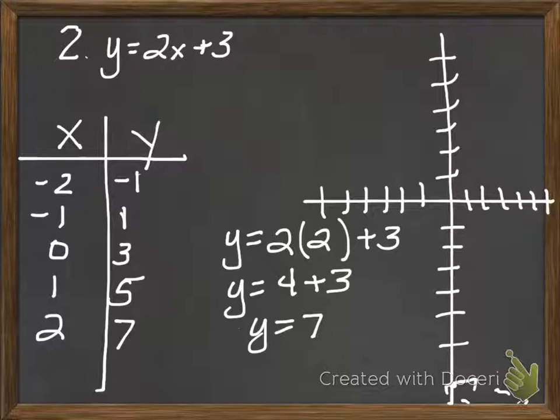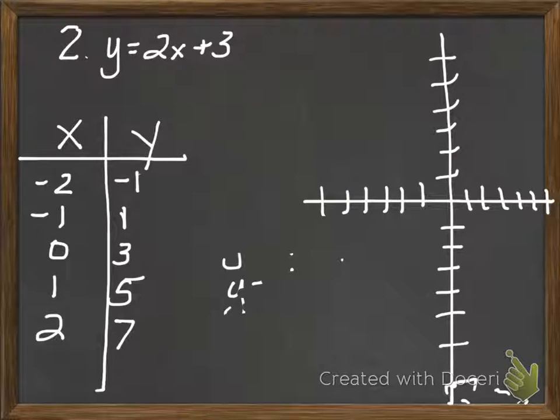All right, so now that I have all of my points, I can go ahead and graph it. I want to erase all this just to save room. On my graph, I have my x equal to -2 and my y equal to -1, which is going to be right about there. Then my next one is x is -1 and y is 1, so that's going to be about here. And then I have 0 and 3. And then 1 and 5.